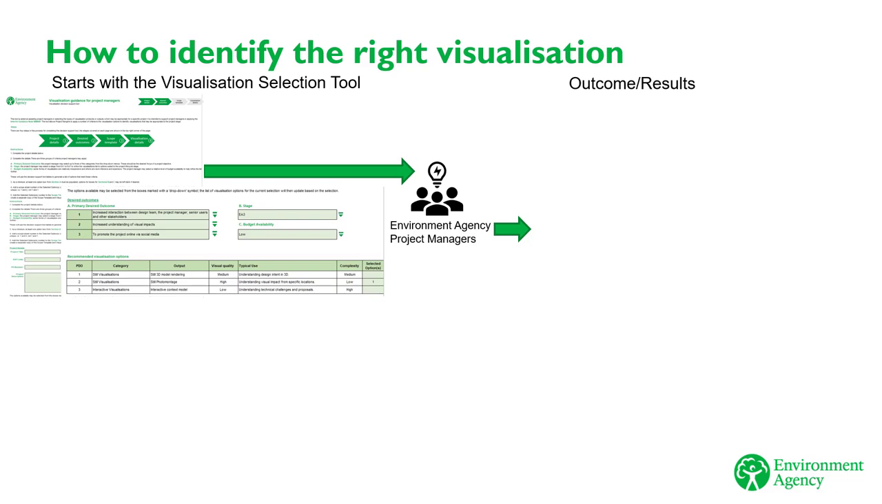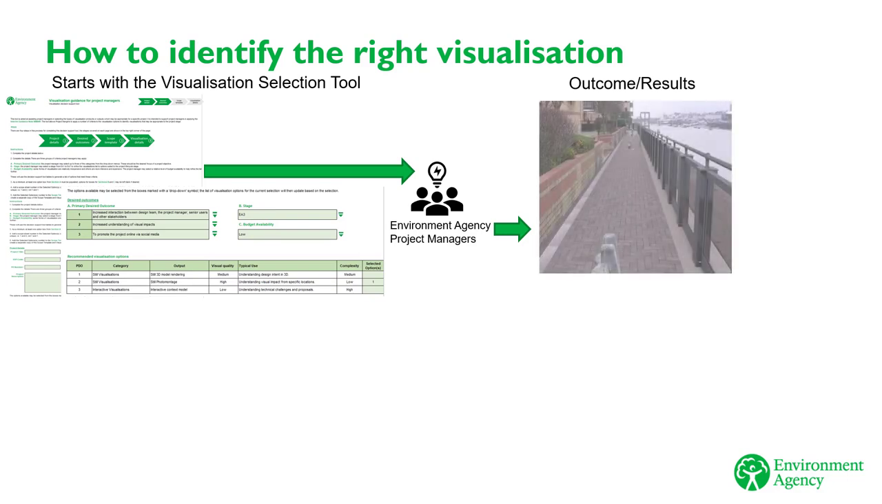Input the information associated with the project, that is the primary desired outcomes, work stage, that is EA 1 to 7, and your budget availability. In this scenario, we need to illustrate how the new barrier will enhance safety by protecting people from falling into the river. We use the visualization selection tool to input our requirements that will provide us with the best option. In this case, it is a photo montage.